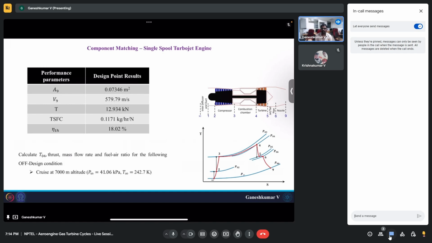The T04 is like a lever that we use to change our fuel flow rate, and because of that your thrust is going to vary. So if we know T04, it is something like we know what should be my lever settings. You can think like that. Anyway, from the component matching problem, we are interested in finding T04, thrust, mass flow rate, and fuel air ratio. Also, compressor pressure ratio.